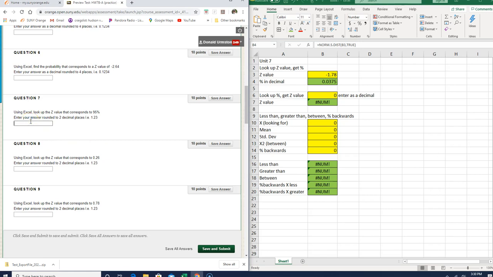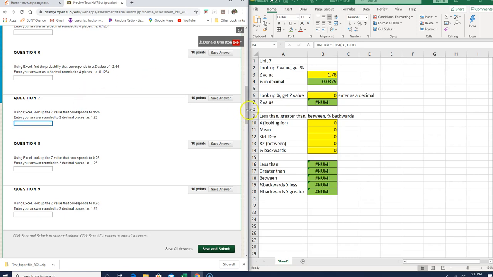Here we have look up the z value that corresponds to 95%. So before, they wanted the probability that corresponded to the z value they gave you. Here they're giving you the probability. They want the z value that's related to it.